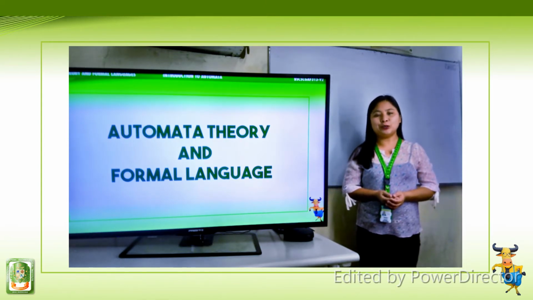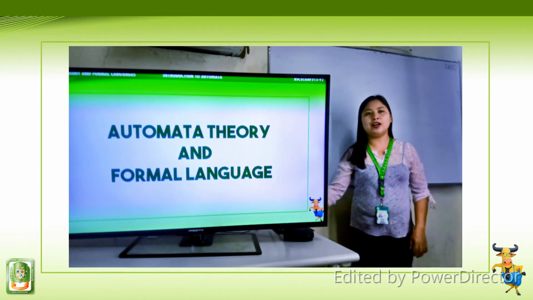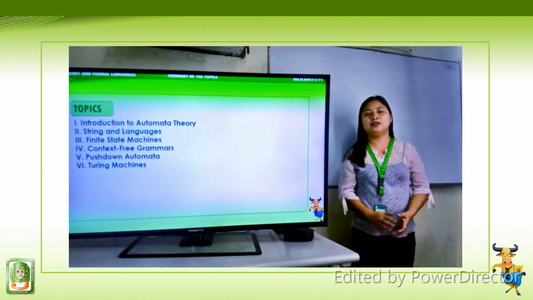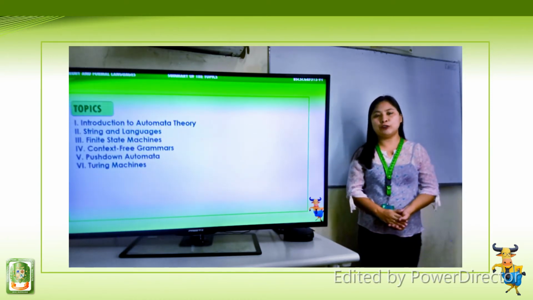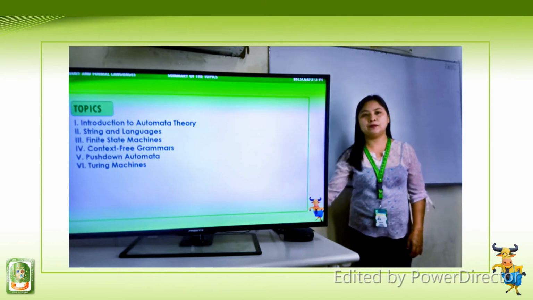Our subject, Automata Theory and Formal Language. The coverage of this subject are the following topics. First is the introduction of automata theory. Second, strings and languages. Third, finite state machines. Fourth, context-free grammars. Fifth, pushdown automata. And number six is the Turing machines.